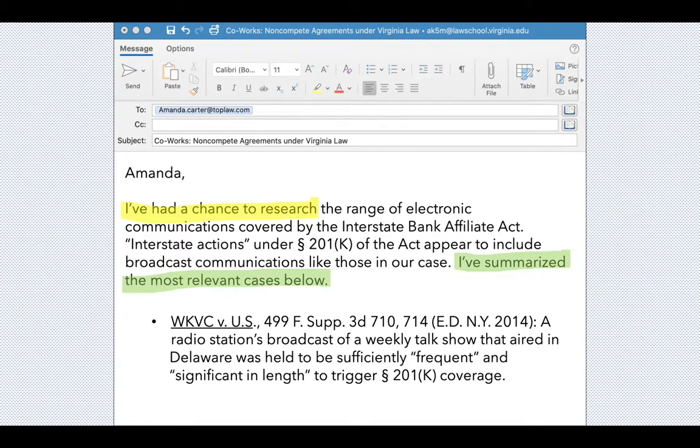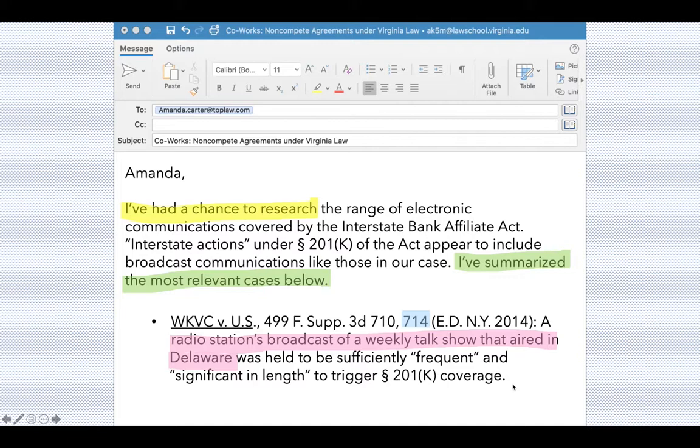I might have 4 or 5 of these to explain what I found in the relevant cases. Now, this is a short summary. You notice it's just 1 sentence long. It's 1 sentence. But what I tried to do was mention the facts that are relevant. And I tried to highlight where the quotes were coming from, the frequent and significant in length.